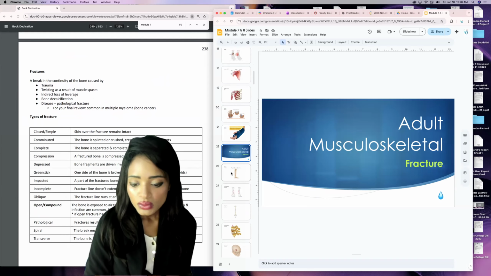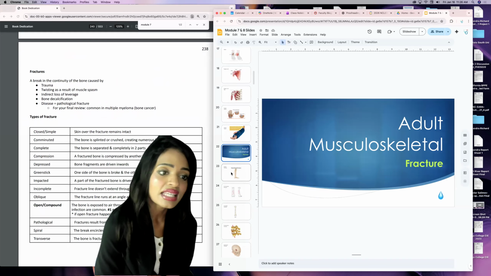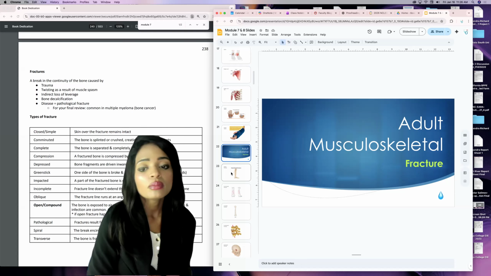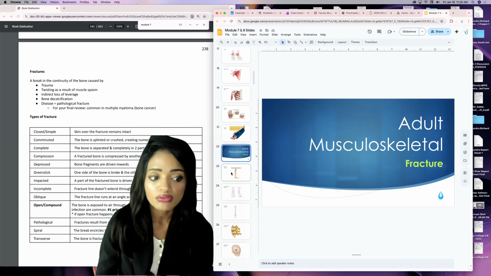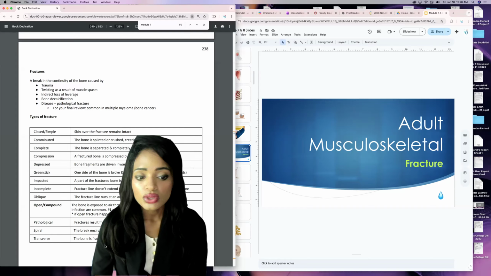So their bone didn't break because of trauma or because of falling. Their bone broke because they have a disorder. So that would be called a pathological fracture. Make sure, it was part of your homework to review the different types of fracture.